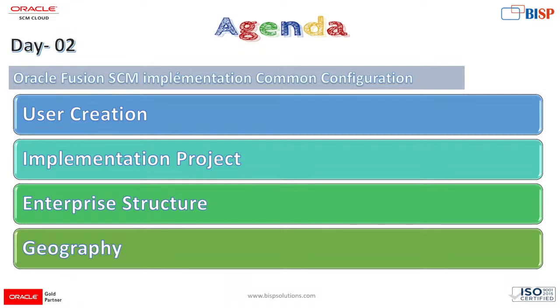In today's agenda, it is the Oracle Fusion SCM implementation common configurations. We will first create a user, then the implementation project, and then we will have the enterprise structure and the geography. That is the agenda of today. That is day 2. Let's move to the next slide now.